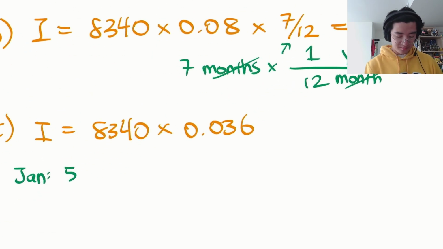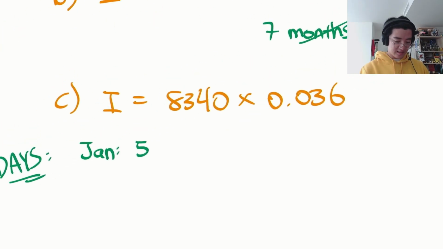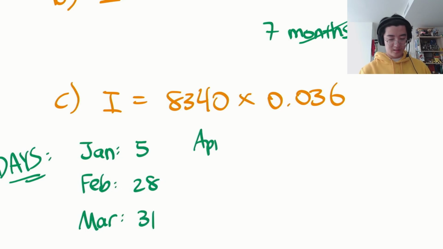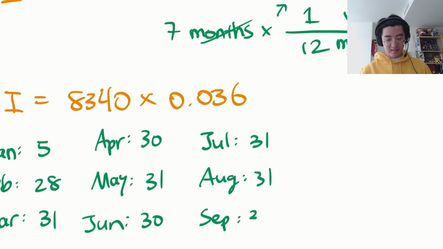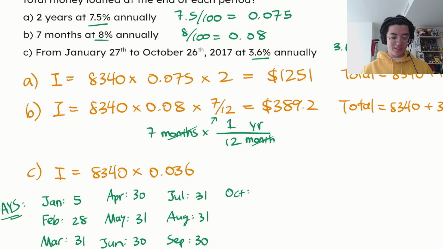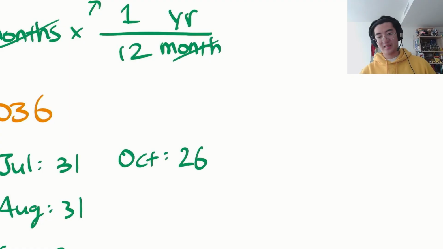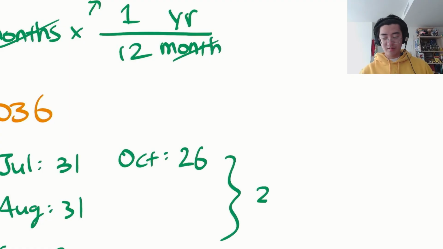We know February is 28 days, since it's not a leap year. March, 31 days. April, 30 days. May, 31 days. June, 30 days. July, 31 days. August, 31 days. September, 30 days. And October, we pay until the 26th, so 26 days. Now we add all that up. We have 273 days.